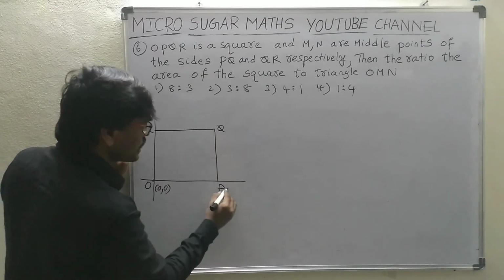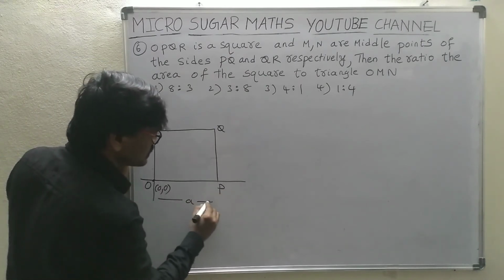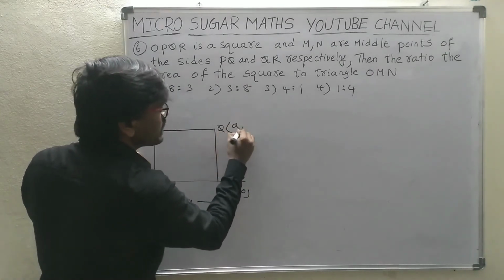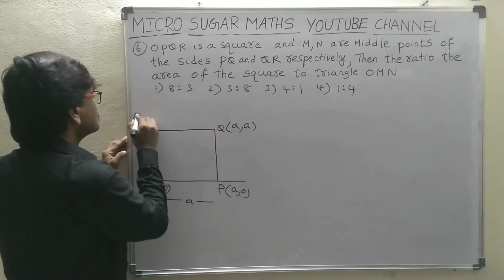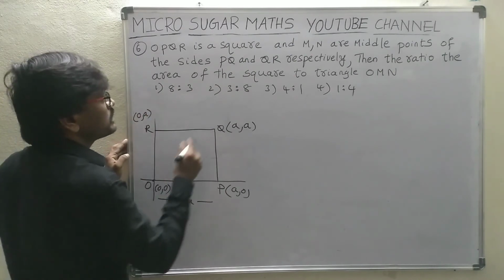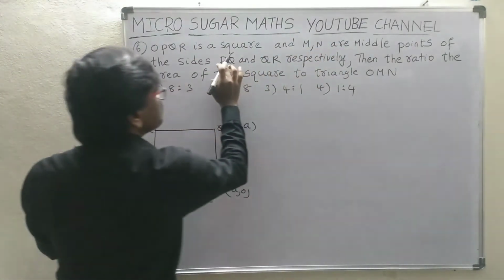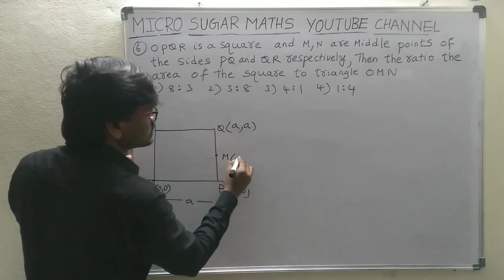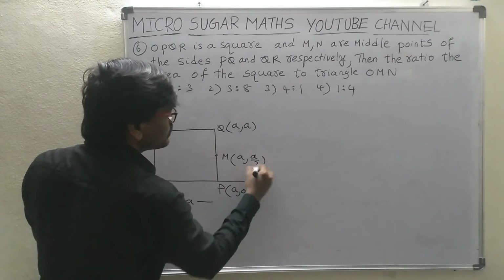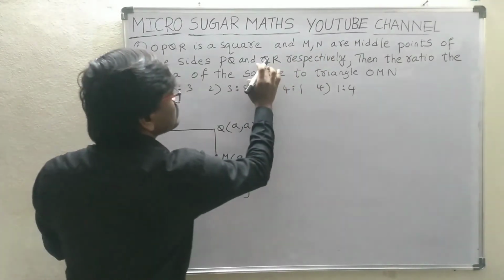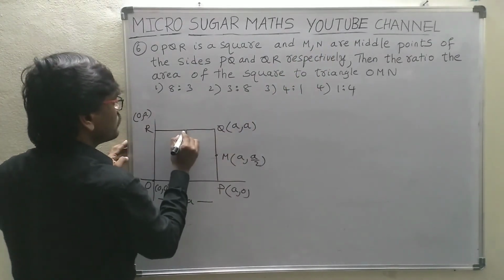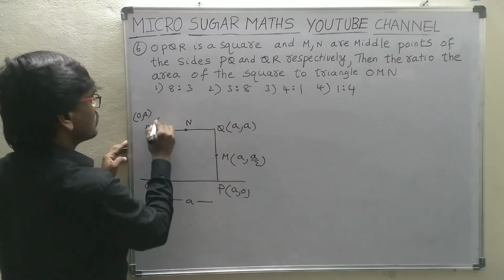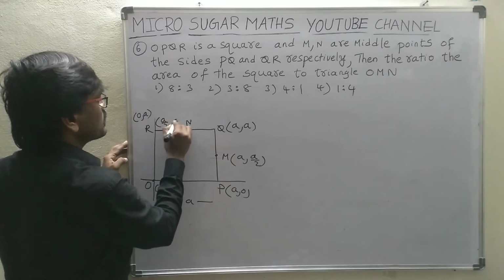Now students, let the length of this side be A, then P point is A comma 0, Q point is A comma A, and R point is 0 comma A. It is given that capital M is the PQ midpoint, therefore M point is A comma A by 2, and capital N is given as the QR midpoint, therefore N is A by 2 comma A.